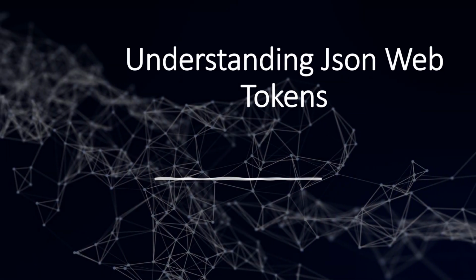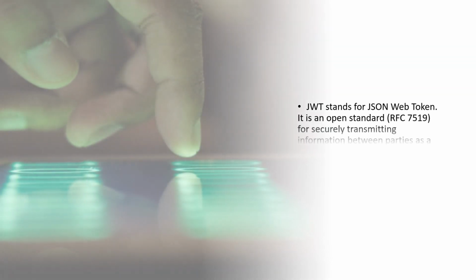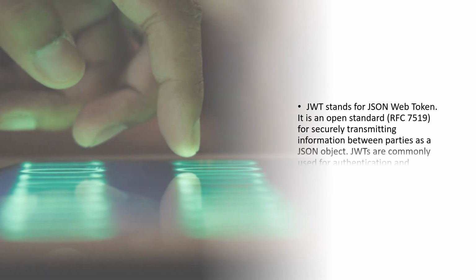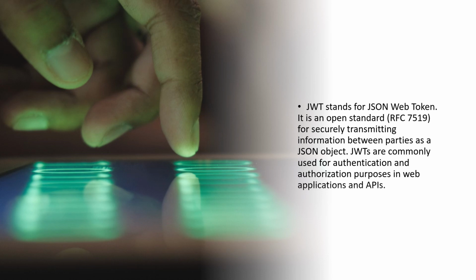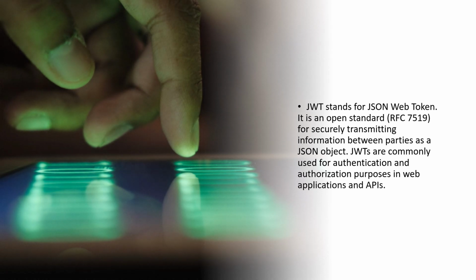Understanding now the JSON Web Tokens. JWT stands for JSON Web Token. It is an open standard for securely transmitting information between parties as a JSON object. JWTs are commonly used for authentication and authorization purposes in web applications and APIs.